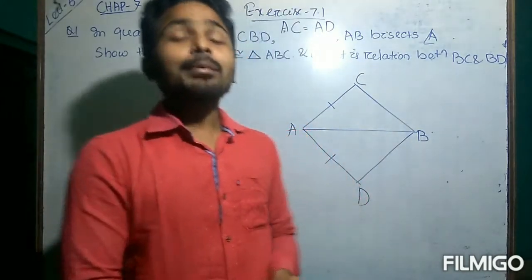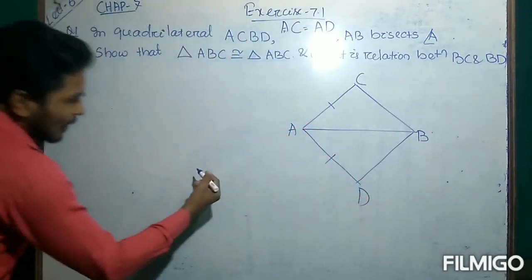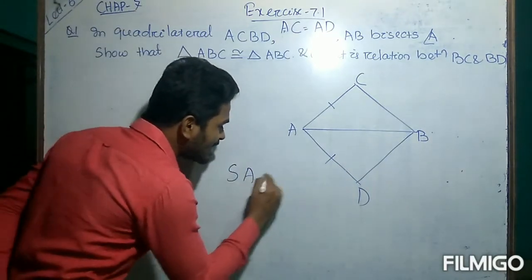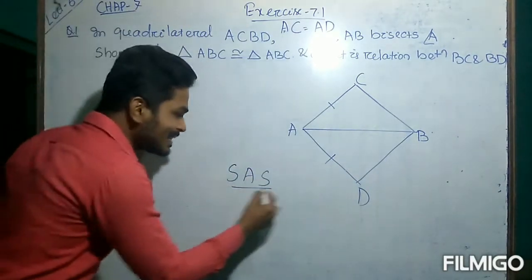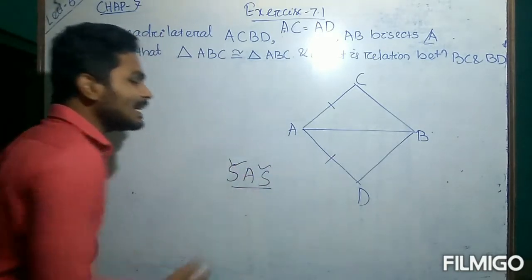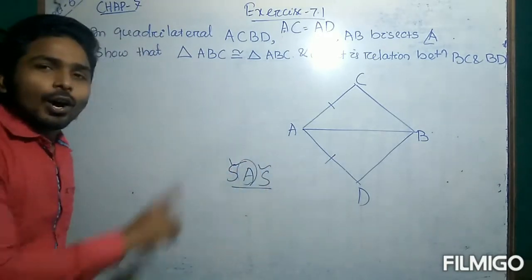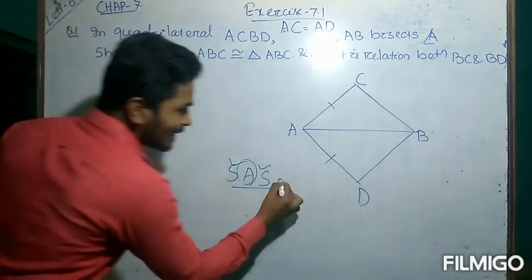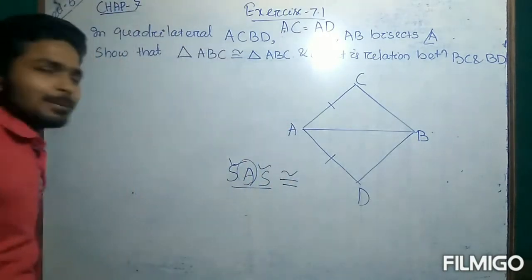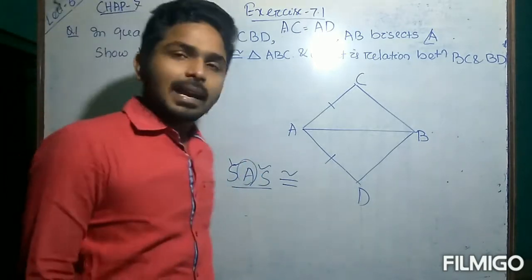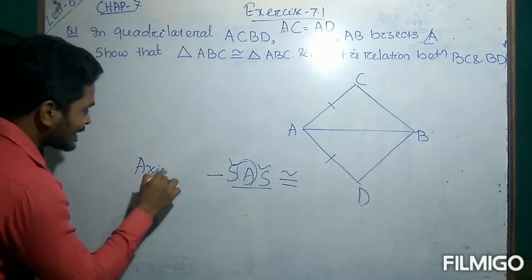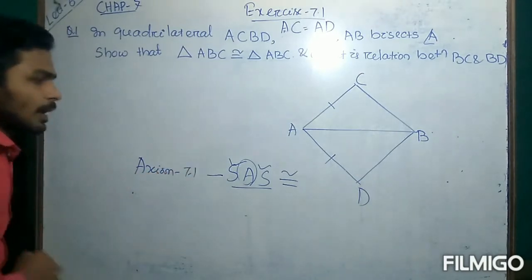Up to this point we have completed two congruencies of triangles. The first is SAS congruency. It means if any two sides and the included angle of two corresponding triangles are equal, then they will be congruent. This is SAS congruency, and this is also an axiom, axiom number 7.1.